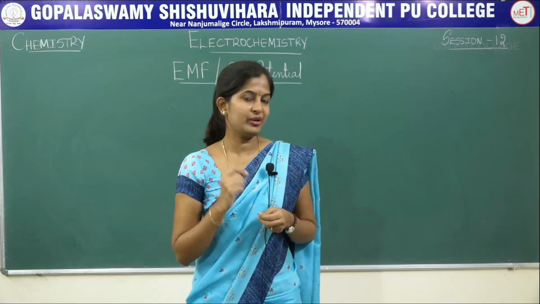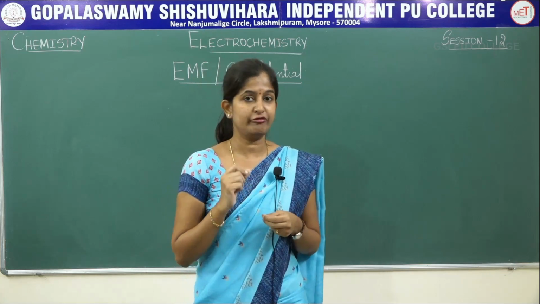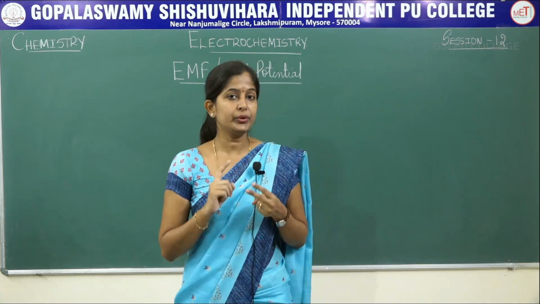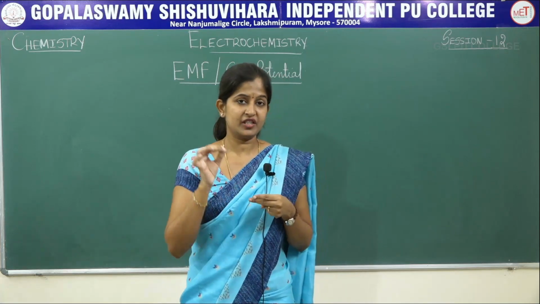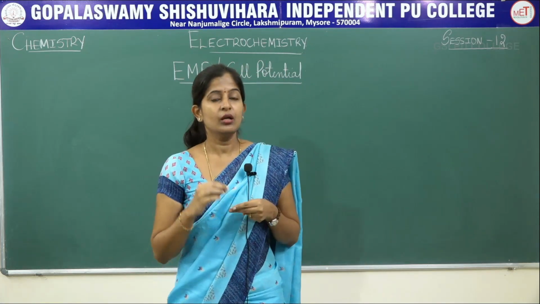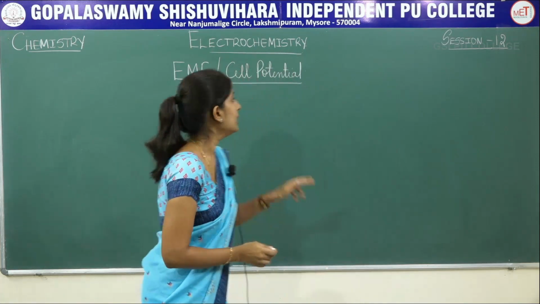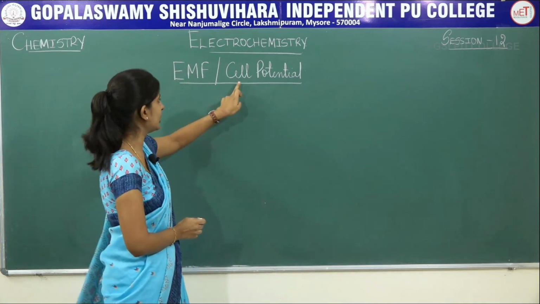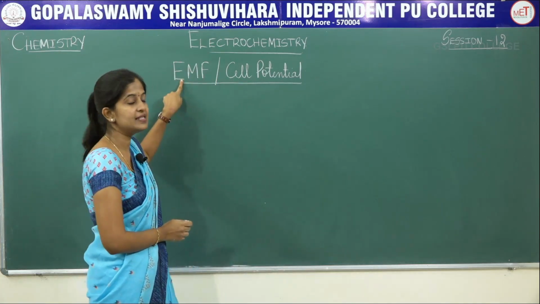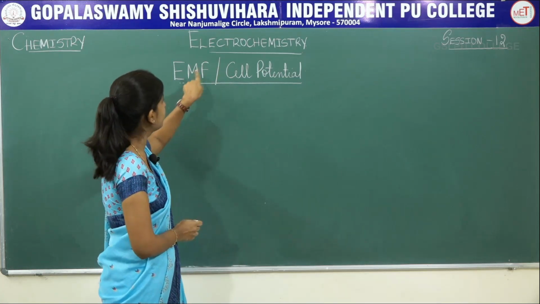As we have discussed in your previous session, in order to calculate the electrode potential of an unknown electrode, you have to know two things. One is your SHE, the reference electrode that we discussed in your previous session. The other thing, as I have told you, is what we mean by EMF or cell potential. The full form of EMF is electromotive force. So let us see what this EMF or cell potential is.